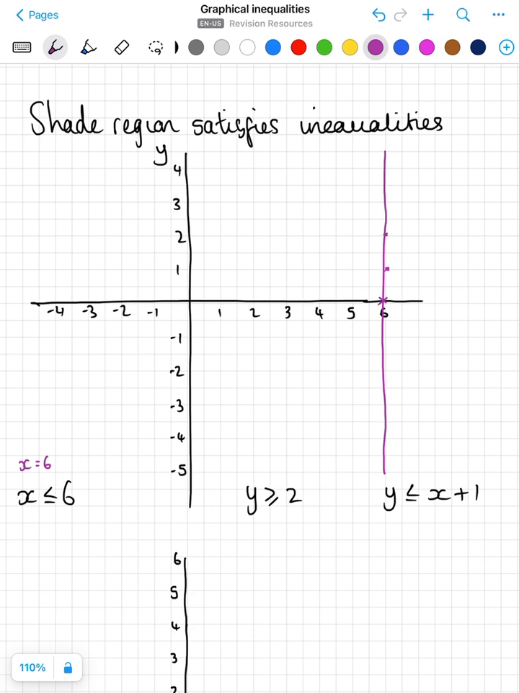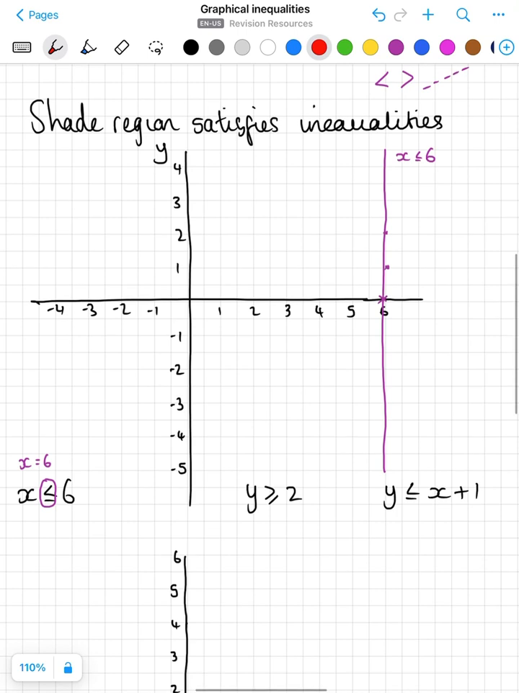And we're going to do this with a solid line because it's an or equal to. Just to note, if it's less than or greater than, you draw your straight line with a dotted line. So this is the line of x equals 6. We'll come to the inequalities and what we do with those shortly.